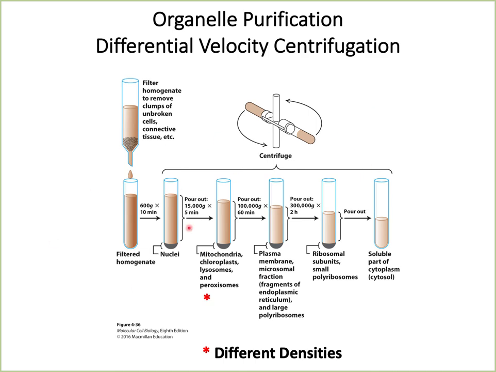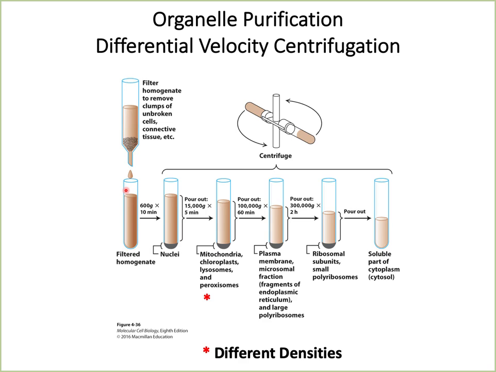This diagram outlines the principle of this type of centrifugation. First, you filter your extract or homogenate to remove the clumps of cells or unbroken cells. You take the filtered homogenate and apply a low speed spin for a short period of time. In this diagram, you would centrifuge the filtered homogenate at 600 G for about 10 minutes. The resulting pellet contains the cell nuclei.